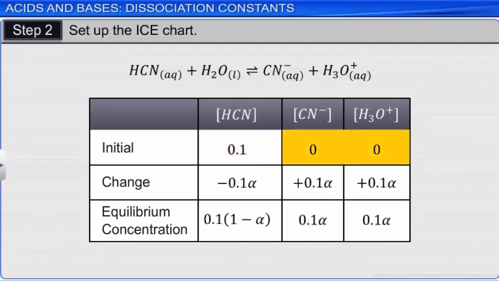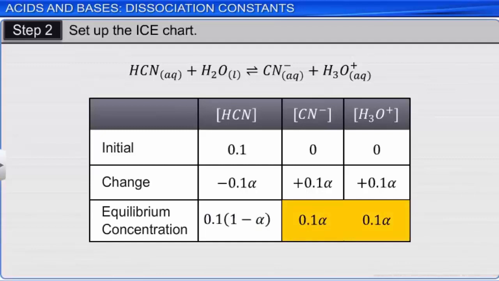Since the reaction is yet to happen, the change in concentration on proceeding to equilibrium in terms of alpha is minus 0.1 alpha for hydrocyanic acid and plus 0.1 alpha and 0.1 alpha each for CN- and H3O+ ions. The equilibrium concentration of hydrocyanic acid is 0.1 multiplied by 1 minus alpha and 0.1 alpha each for cyanide and hydronium ions.